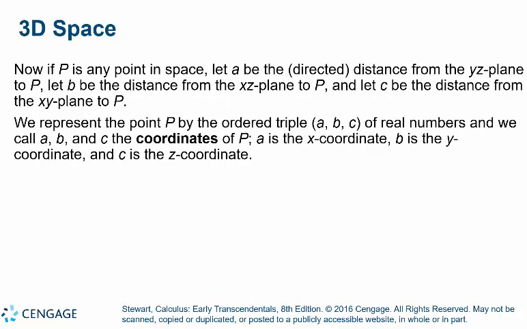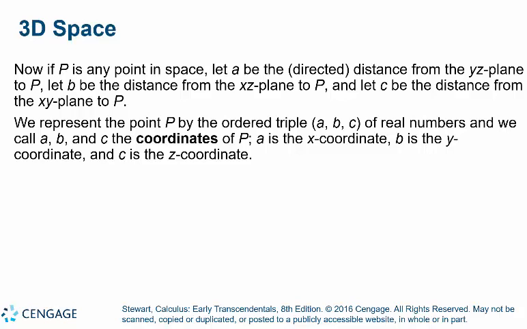All right, now if P is any point in space, let's let A be the directed distance from the YZ plane to P. Let's let B be the distance from the XZ plane to P. And let's let C be the distance from the XY plane to P. Okay, so we can represent the point P as the ordered triple A, B, C of real numbers, and we call these A, B, C the coordinates of P.